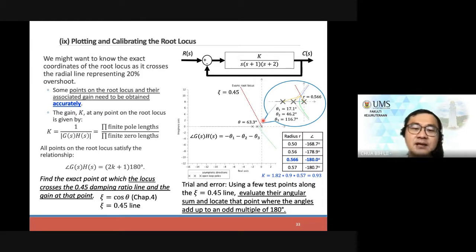Then from there, we draw a line, and that red dotted line, if we zoom in, you can see that it is crossing this root locus, the blue line itself, and that blue line actually is equal to 0.566. So you can use all these conditions to get the exact K value.